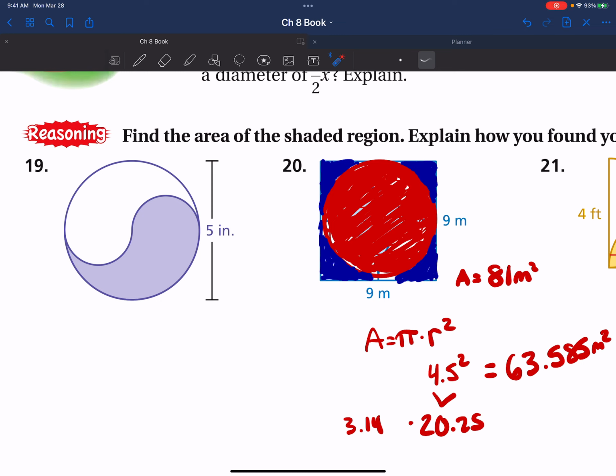You guys can go and finish that one on your own. Pretty easy. This minus this. Whatever you get, make sure you label it correctly, meters squared, and that's the area of just the blue parts.